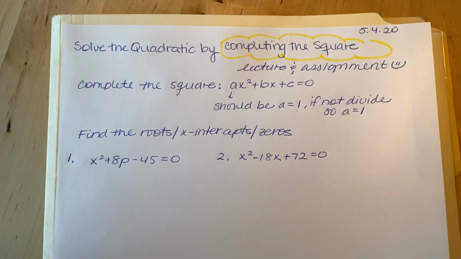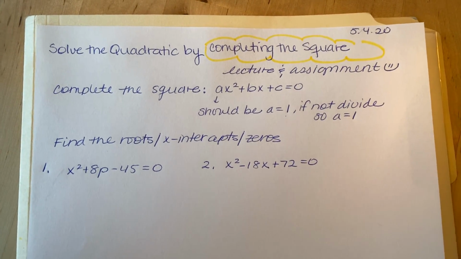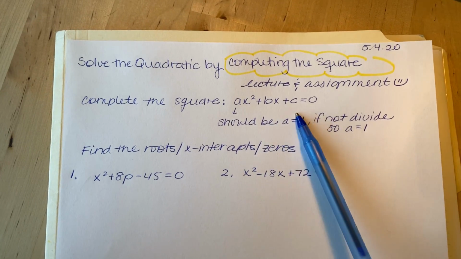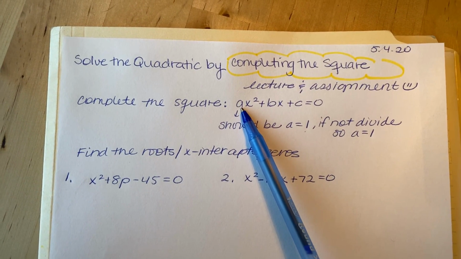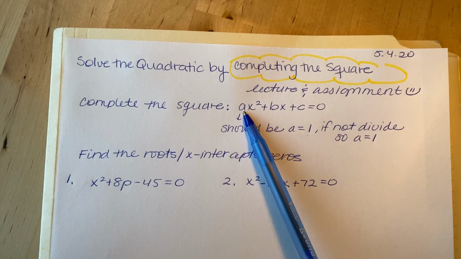Okay, we're going to complete the square. Ax squared plus bx plus c is equal to 0. Remember, your a value should be 1 when you will complete the steps.